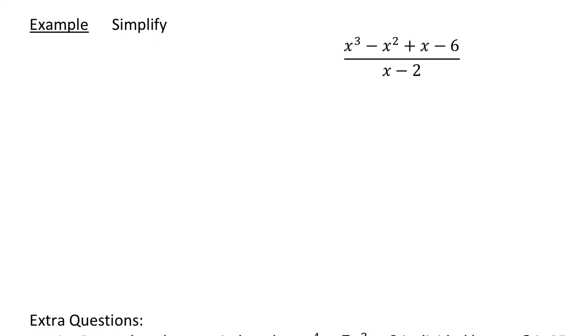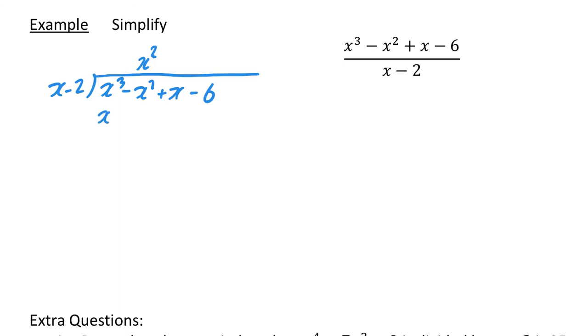Okay, so here we are dividing by x minus 2, and we're dividing our x cubed minus x squared plus x minus 6. So we'll go through this one a wee bit quicker than we have in the previous ones. You need to multiply your x by x squared to get you up to x cubed. So you put an x squared in here. You then multiply x squared times your whole dividing thing, which is going to give you x cubed minus 2x squared. Do your horizontal line.